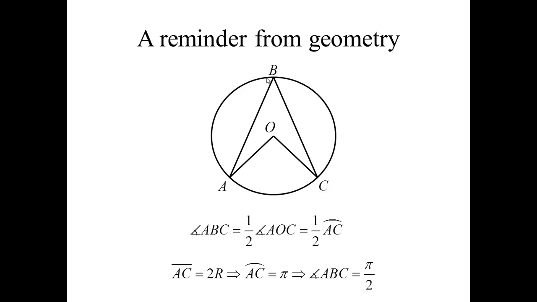I can state it in the following manner. If an angle is supported by a diameter, then this angle is equal to 90 degrees. Of course, this applies to inscribed angles only, whose points are on the circle. Now I'm ready to proceed with a free body diagram.